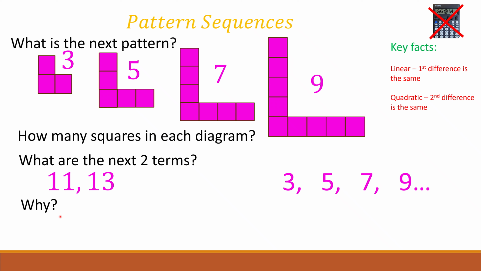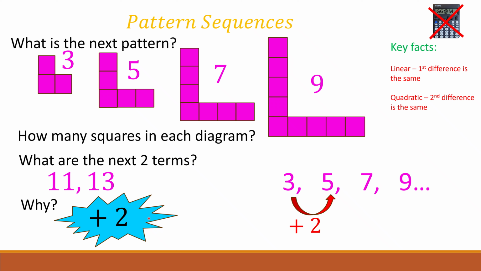Fantastic, so hopefully you've managed to come up with an answer, and you should have spotted that these numbers here are going up in twos. So because they have got the same difference between them, it means it is a linear sequence. So we are adding on 2 every time. So to get from 3 to 5, I add 2. To get from 5 to 7, I also add 2. And from 7 to 9, I also add 2.